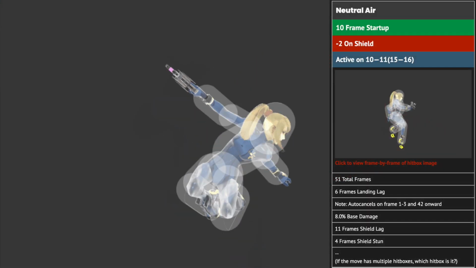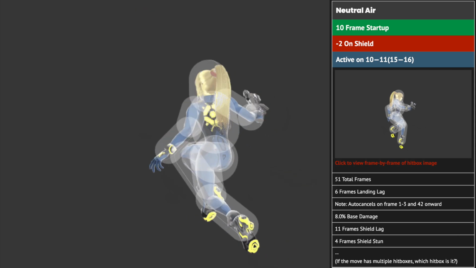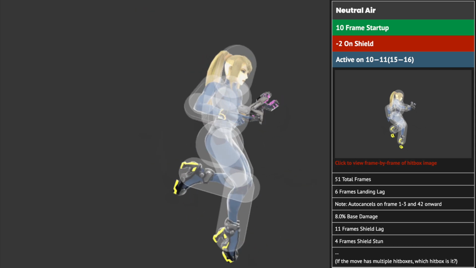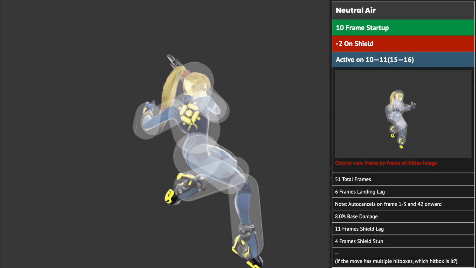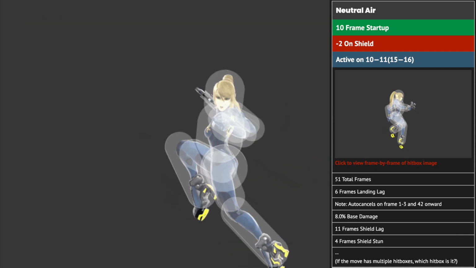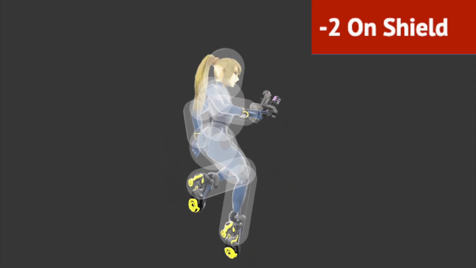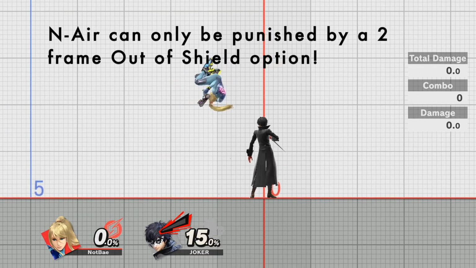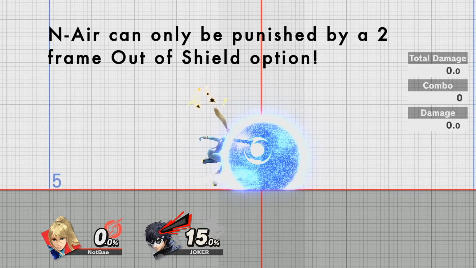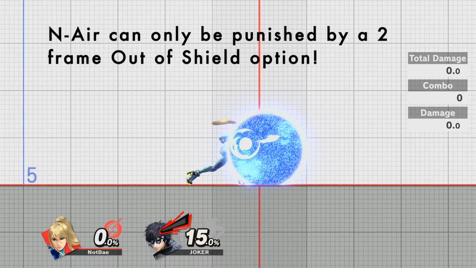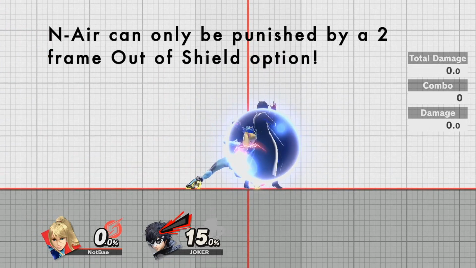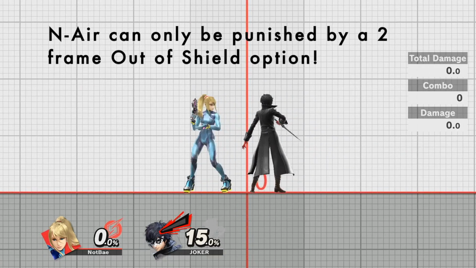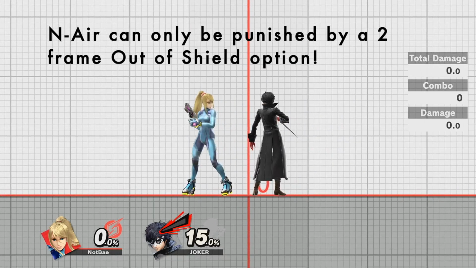Let's look at Zero Suit Samus. Her neutral air comes out on frame 10 and has 4 frames of block stun, along with 6 frames of landing lag. This equates to the opponent having a 2-frame advantage over Zero Suit. In other words, Zero Suit Samus' neutral air is -2 on block, meaning her opponent can act 2 frames before she can, and as a result, her neutral air can only be punished by a frame 2 out of shield option, which is very rare in Smash Ultimate.